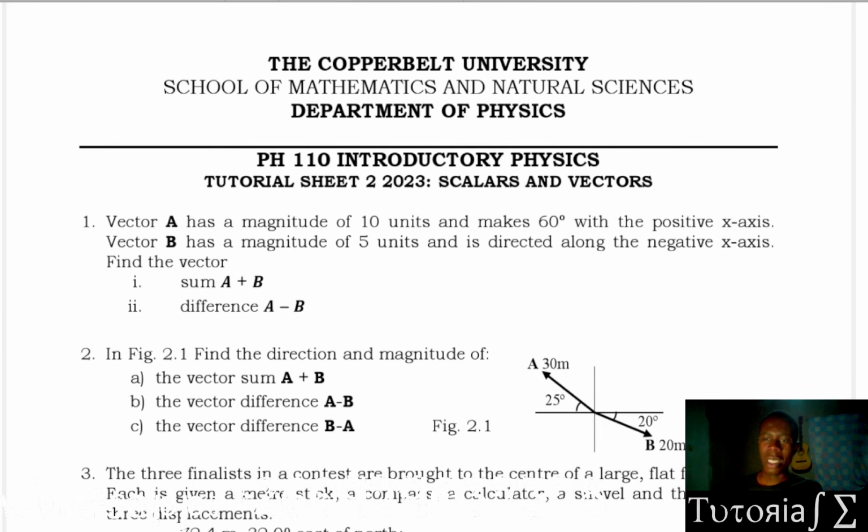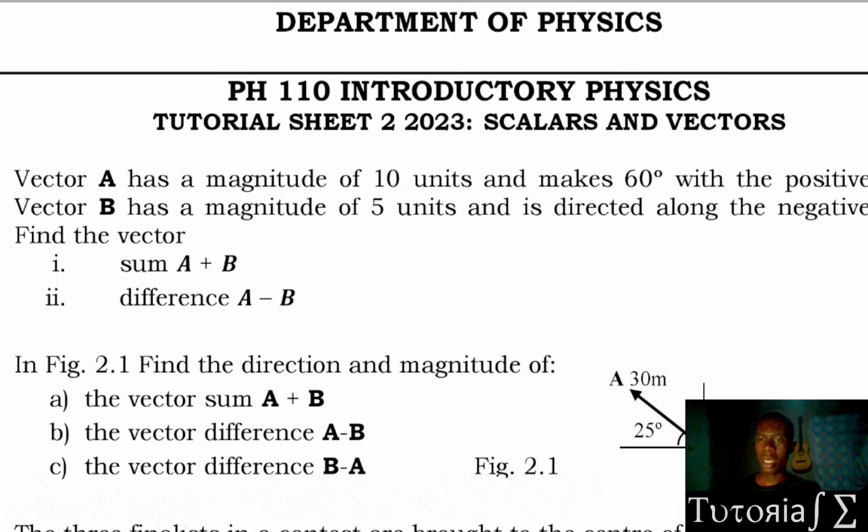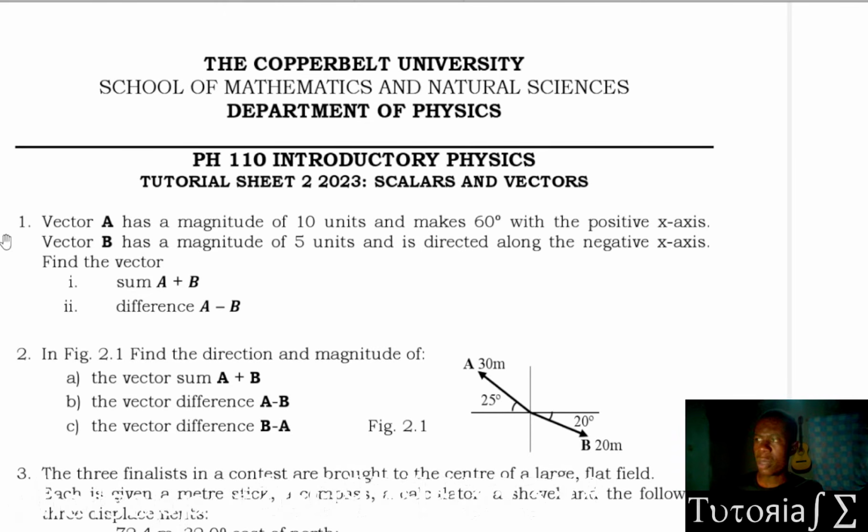All right, so let's look at question number 1 here. Let me see, can you see it entirely here? All right, let me just put it like that. Question 1 reads: a vector A has a magnitude of 10 units and makes 60 degrees with the positive x-axis. Then we have vector B that has a magnitude of 5 units and is directed along the negative x-axis.